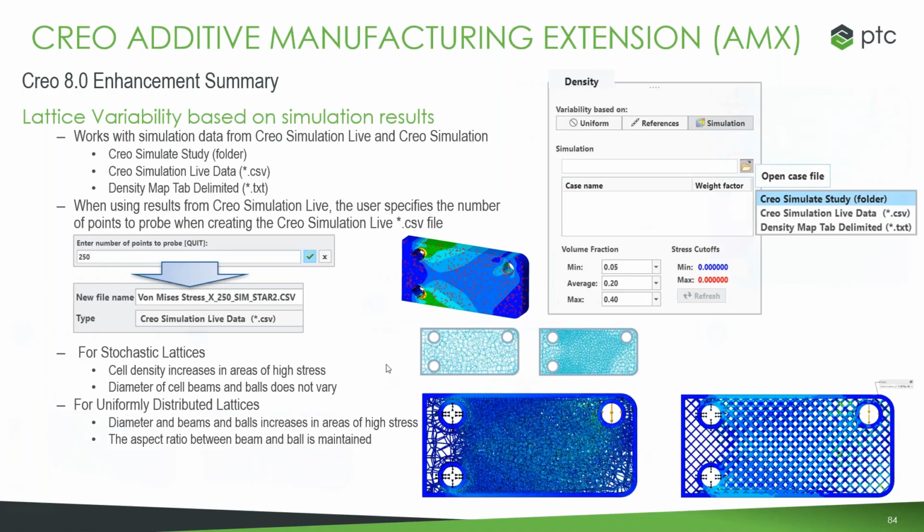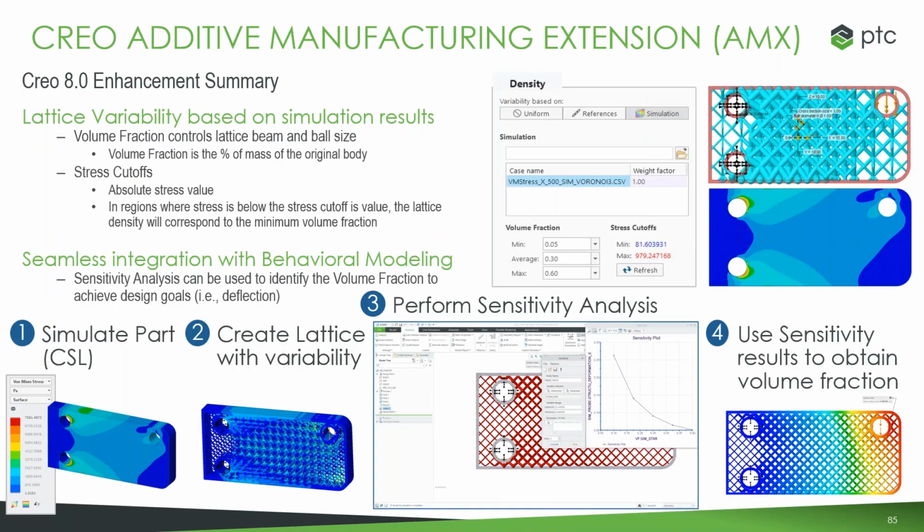So we can build those, and we can ensure that we're meeting our simulation requirements. We can define a few controls over that in terms of volume fraction for our mass percentages, maybe some stress cutoffs, to get that shape. And then, once we've built our lattice, because remember the lattices are parametrically controlled, we can start to integrate that with other advanced PTC simulation tools like the Behavioral Modeling Extension to make sure we're achieving certain design goals.